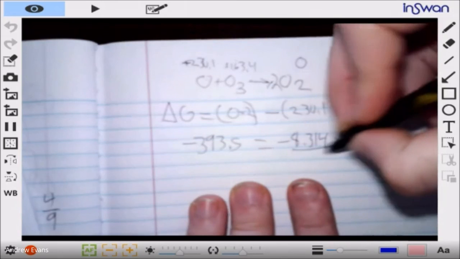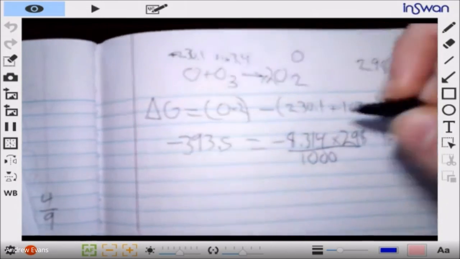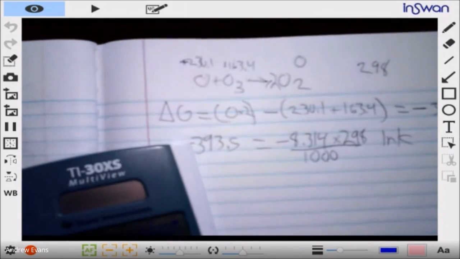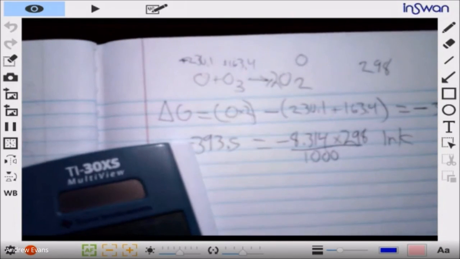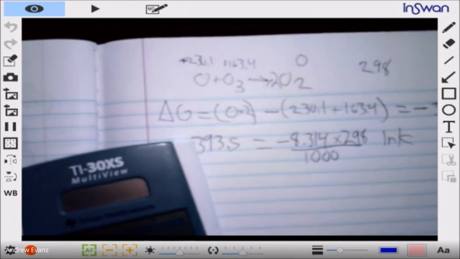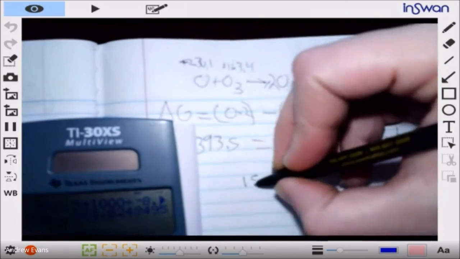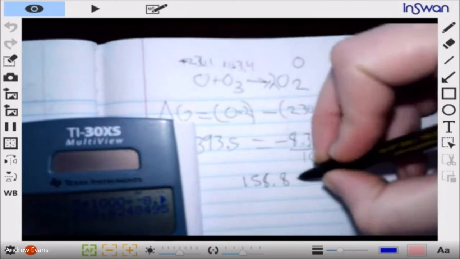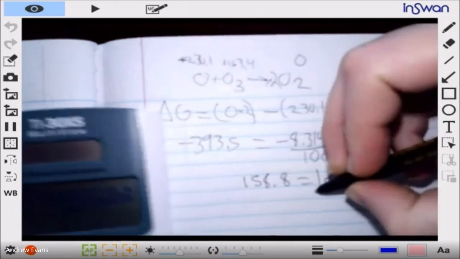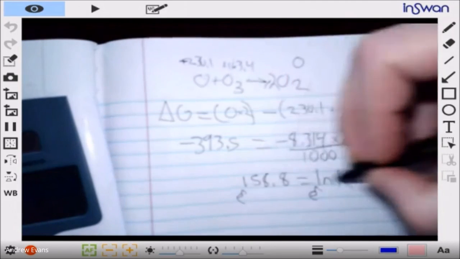8.314 by 1,000, ln K. Negative 393.5 times 1,000 divided by negative 8.314 divided by 298. You would get 158.8 equals ln K. And if you try to do this, you're actually going to come into a problem.